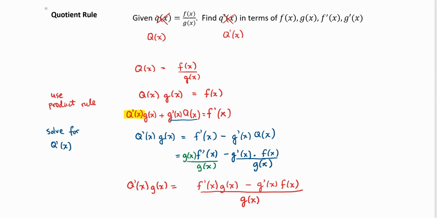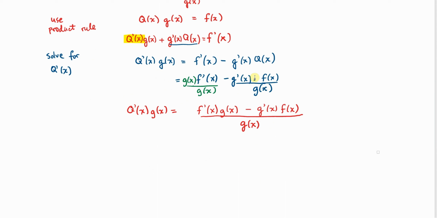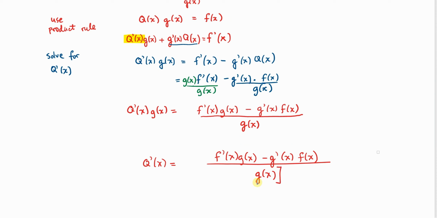All right, so to finish this, get it down to its neat final form, we're going to get q prime by itself by dividing both sides by g of x, or in other words, multiplying by the reciprocal of g of x. So I'm just going to rewrite all of this. So we're dividing by g of x, but we already have a g of x down here, so this becomes g of x squared. Okay. So this is known as the quotient rule.